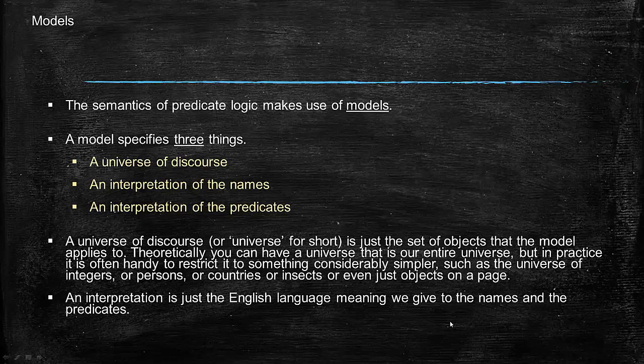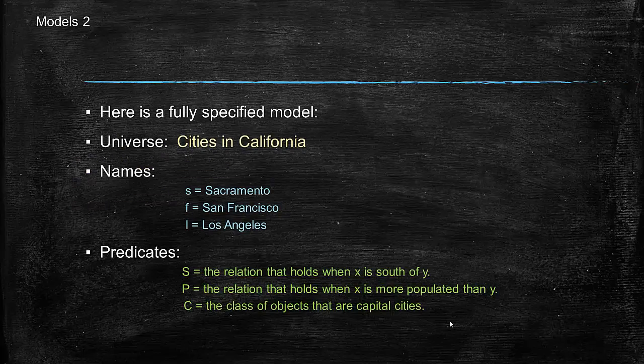So the best way to understand this is just to do one. So here's a fully specified model, and this is similar to the one that's actually in your book. So let's just say that our universe is cities in California. And we're going to name a few of these cities. So little s is Sacramento, F equals San Francisco, L equals Los Angeles.